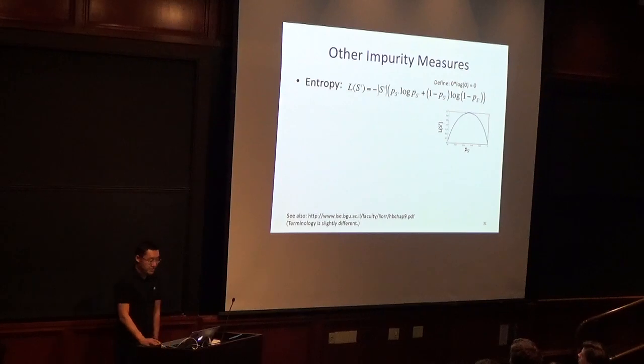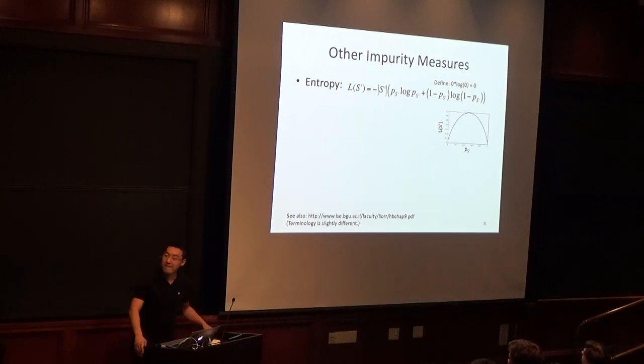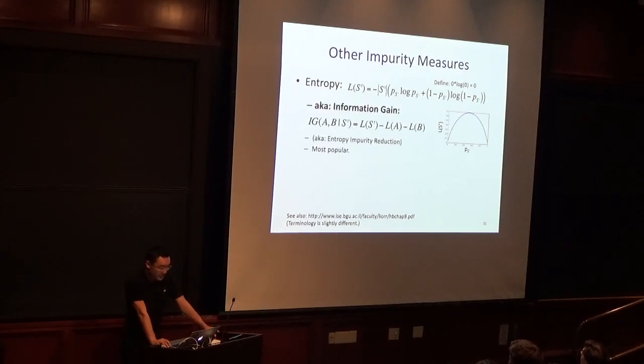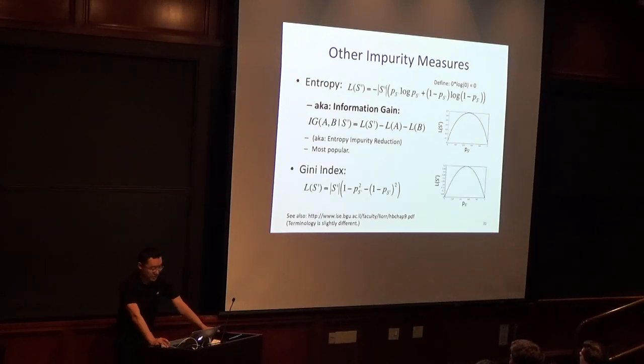There are many other impurity measures. The Bernoulli variance actually is not the most popular impurity measure. It's just the one that's easiest to explain. There's entropy, which looks like this. I should mention this is unnormalized entropy, so we have to multiply by the size of the training set, or the size of the partition. It's also known as information gain, for those of you who know something about information theory. There's the Gini index, which looks like this.